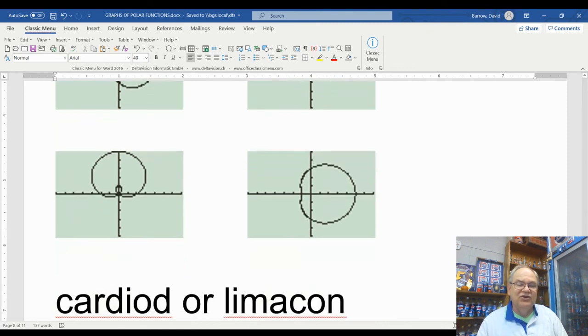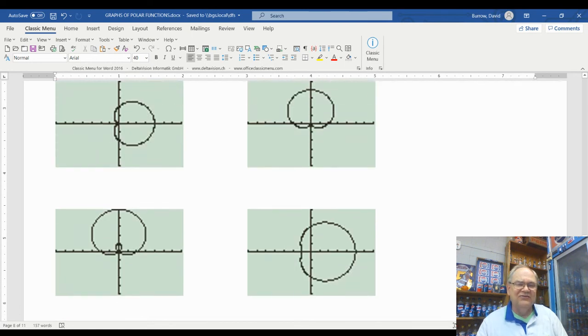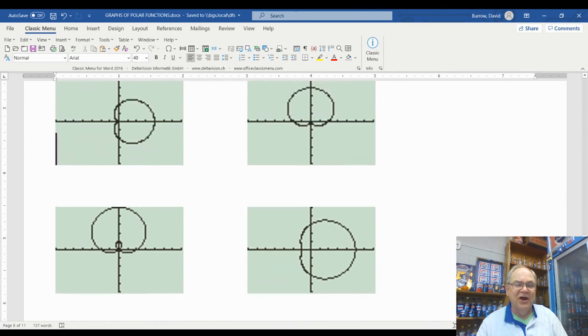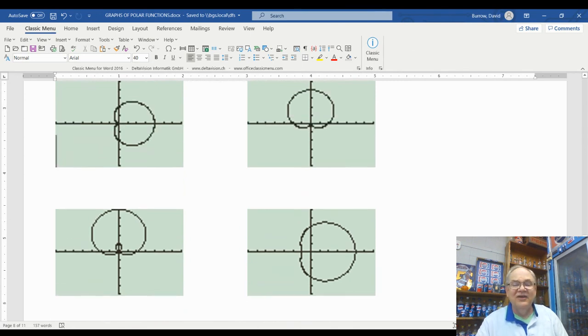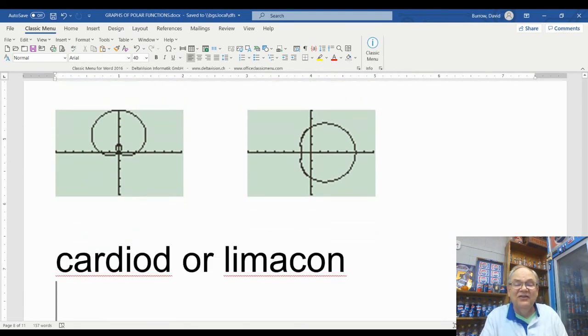The names of these shapes are cardioids or limacons. And the word cardioid should kind of make sense if you look at the first couple of graphs, because they kind of look like hearts, and you can probably tell that cardioid has something to do with a root that comes from heart. Limacon is actually related to lima bean, and if you look at the last two, they kind of look like limacons.